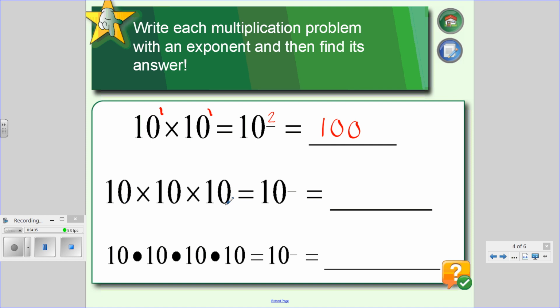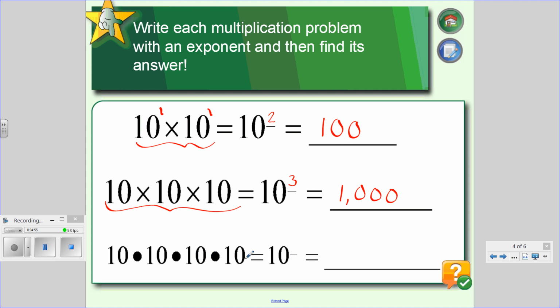10 times 10 times 10, that's 3 factors of 10, so that's 10 to the third power. And 10 to the third power is 100 times 10, which is 1,000. Maybe you're seeing some kind of pattern between the original problem and the final answer.